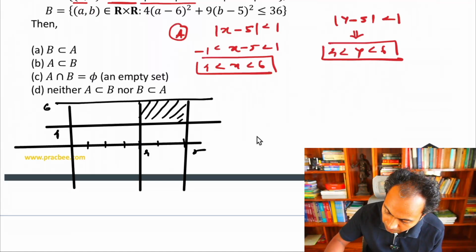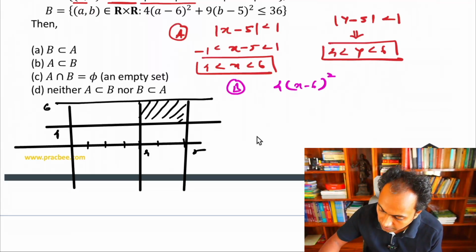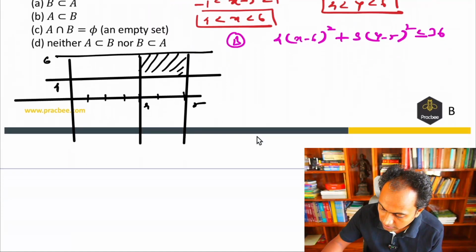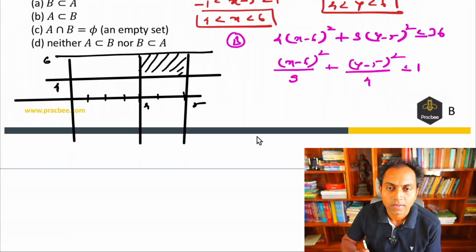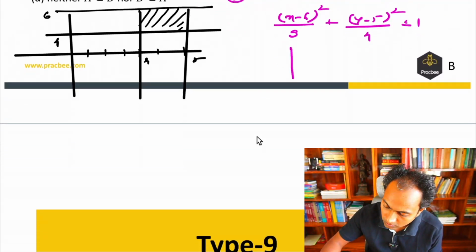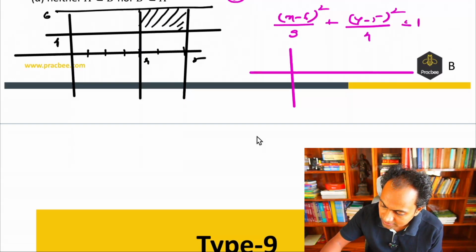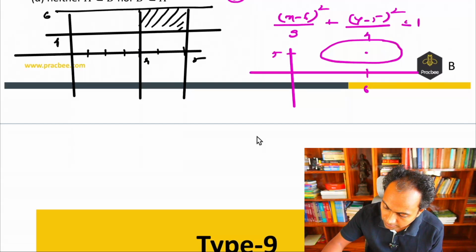If I go towards the B part, the question says that 4 times (x minus 6) whole square plus 9 times (y minus 5) whole square is smaller than or equal to 36. If I write it down, you might be able to observe this as nothing but a shifted ellipse. So this will become (x minus 6) whole square by 9 plus (y minus 5) whole square by 4 is smaller than or equal to 1. Now if you want to draw this, this is talking about the region inside the ellipse whose center is at (6, 5). So let us look at a point 6, there is a point 5, and we are talking about this region, the region inside it, including the boundaries.